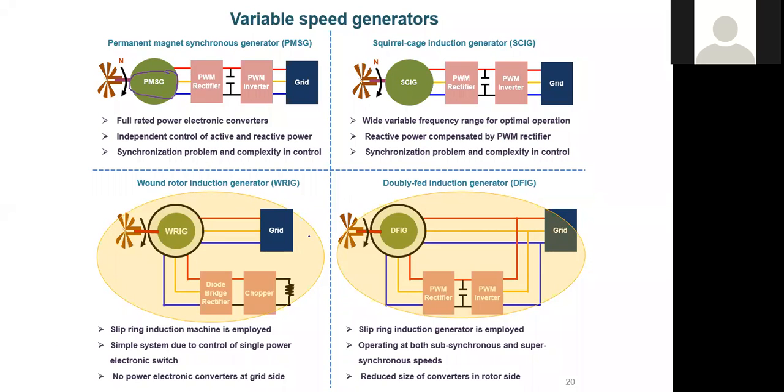Coming to the wound rotor induction generator. In the wound rotor induction generator, slip ring induction machines are employed. It is a simple system due to the control of a single power electronic switch. Here, only on the rotor side we were using the power electronic controller.